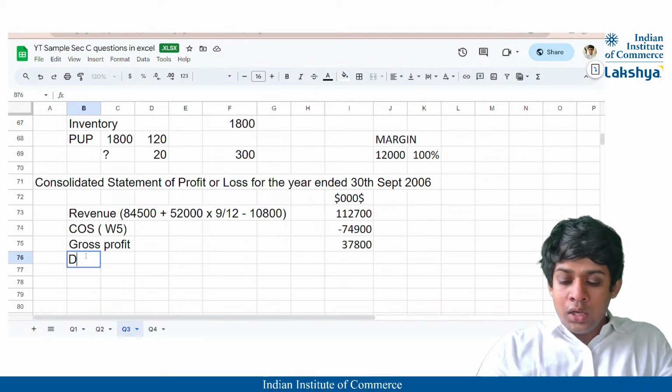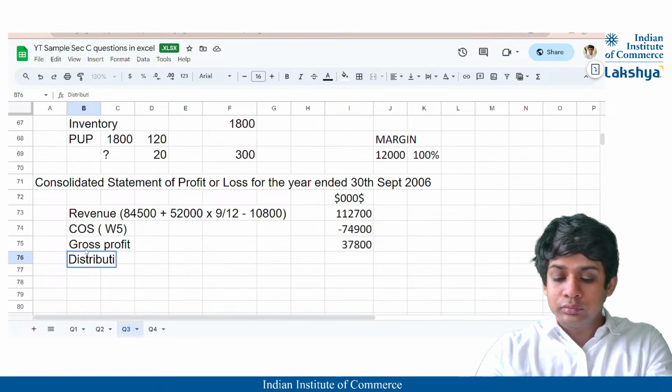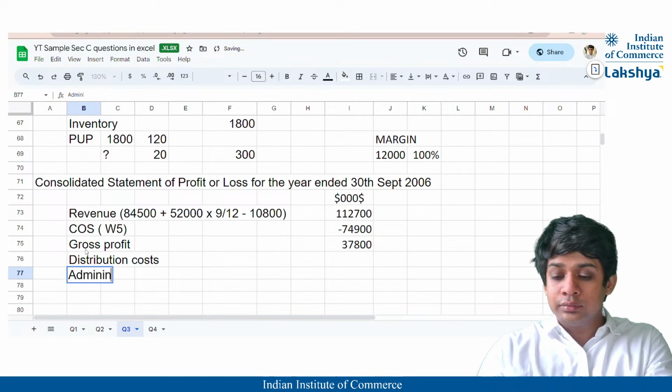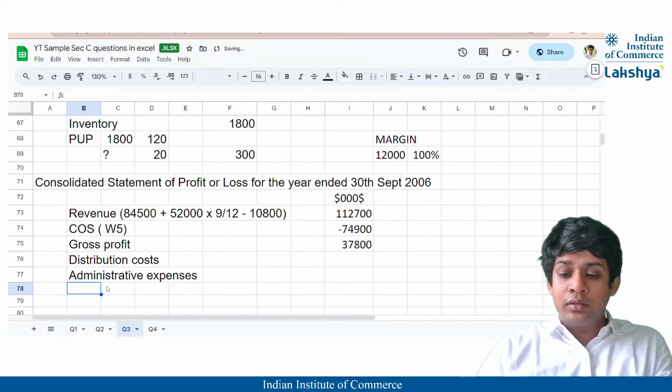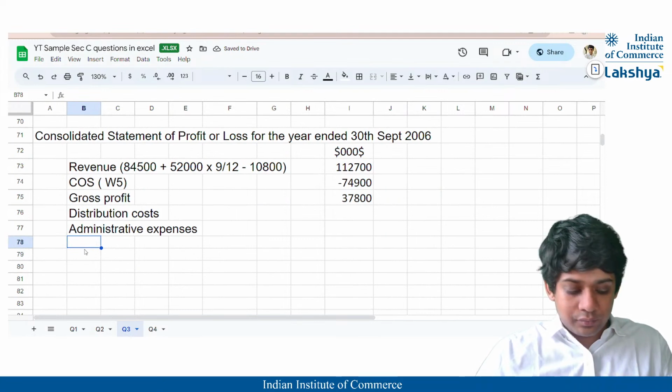Now, the distribution costs, the administrative expenses, then I think you will get profit from operation after that, correct?